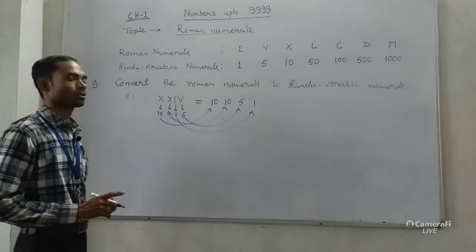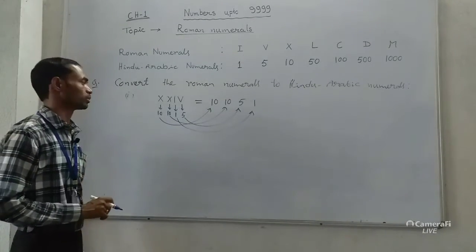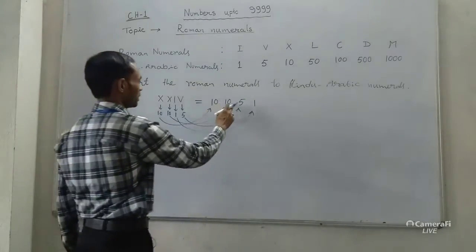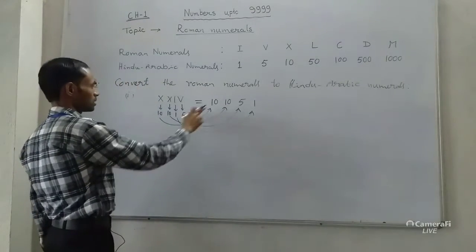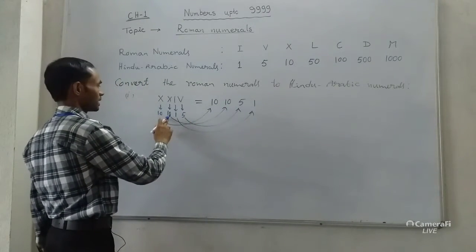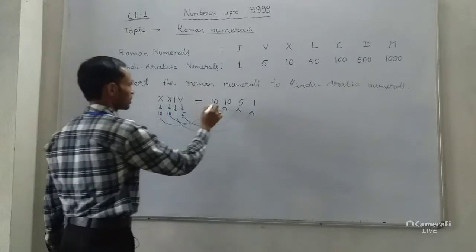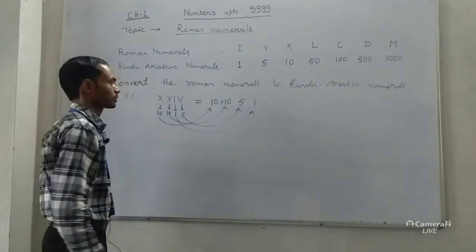Now you have to put the proper symbol according to the rules. 10, 10, 5, 1. Okay. The first 10 is written. Next is again 10. So repeatedly 10, 10 comes, so there will be the plus sign. Okay.